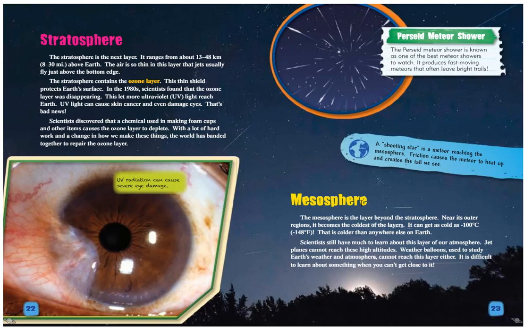Next up we have the mesosphere. The mesosphere is the layer beyond the stratosphere. Near its outer regions, it becomes the coldest of the layers. It can get as cold as negative 100 degrees Celsius, or minus 148 degrees Fahrenheit. That is colder than anywhere else on Earth.